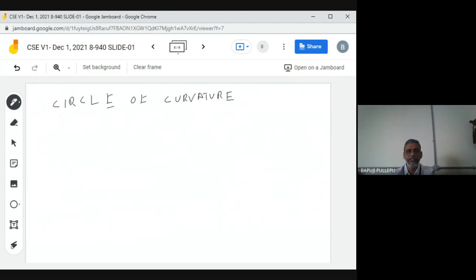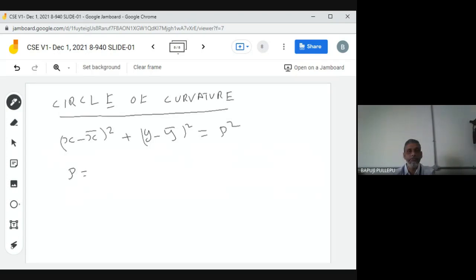Circle of curvature formula is what? (x minus x bar) whole square plus (y minus y bar) whole square. Now rho you can find out, everything is available in my hand. X is available, Y is available. So for rho, the formula is the inverse.